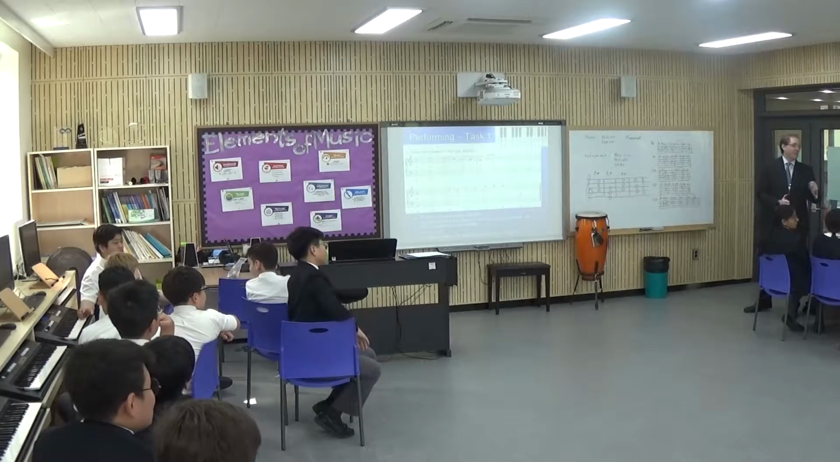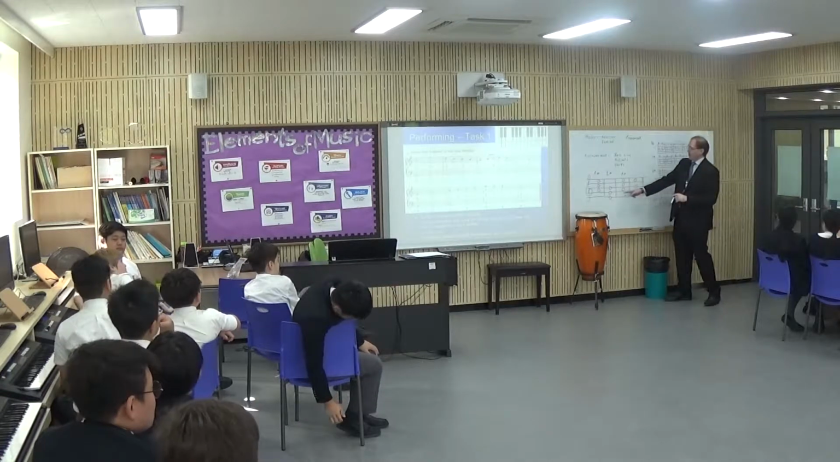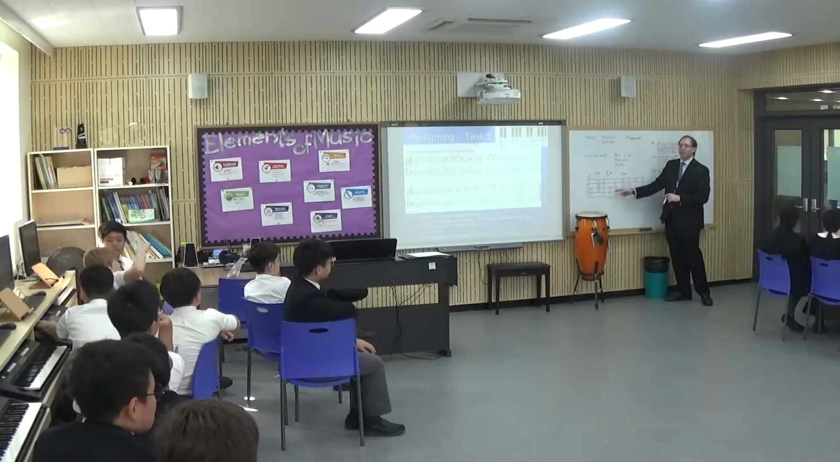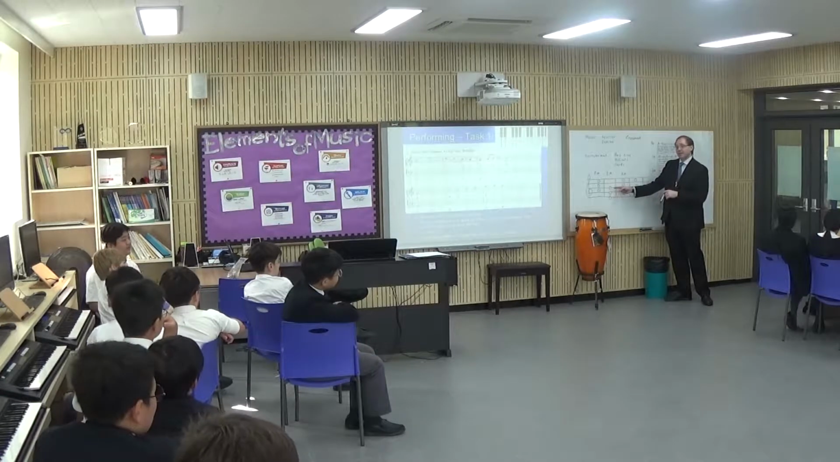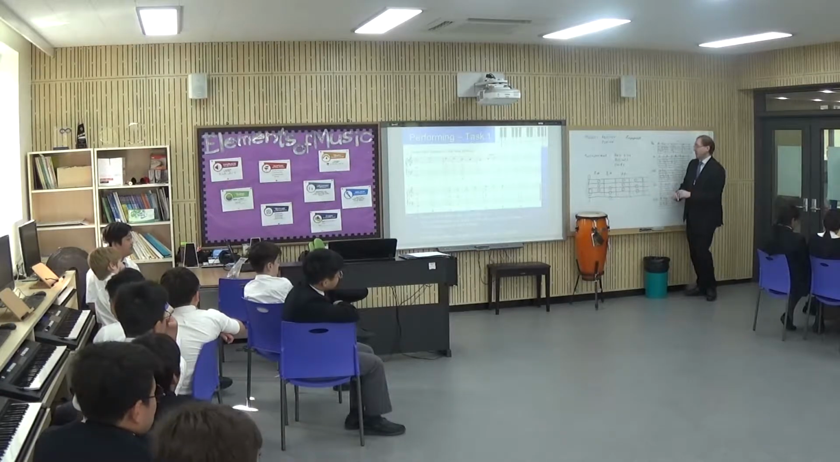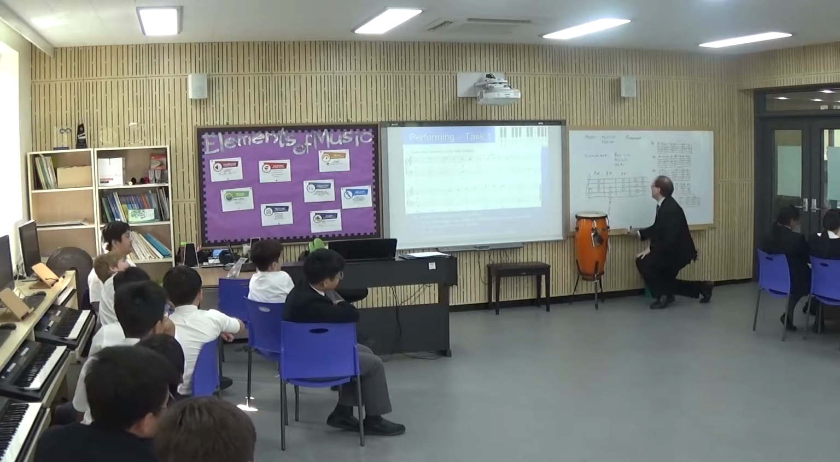Can you work out what the notes are? What were the notes in my E minor chord here? Who can tell me what notes I've got? The bottom one's E, the next one G, B. Good. So this is E, G, B.